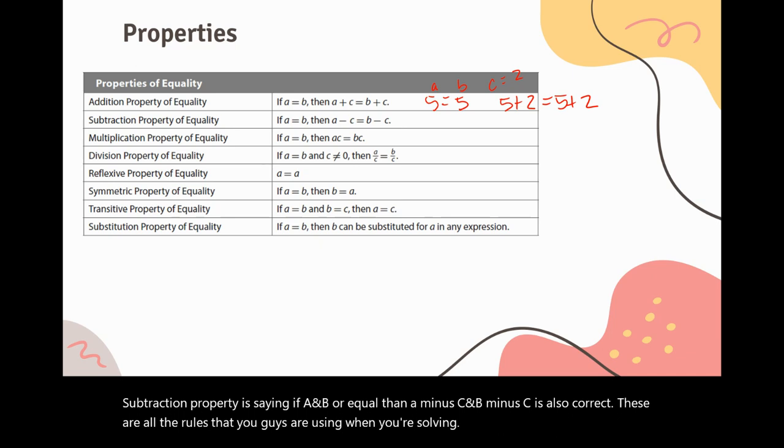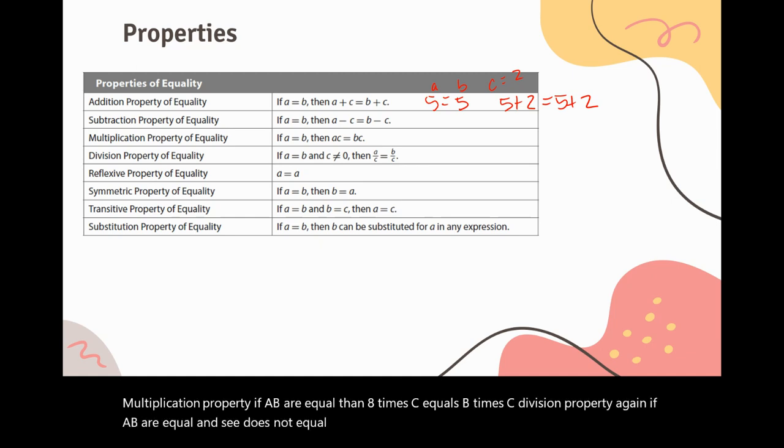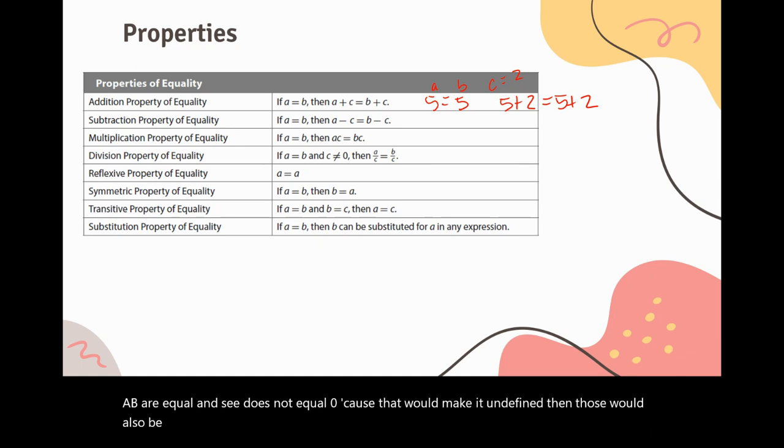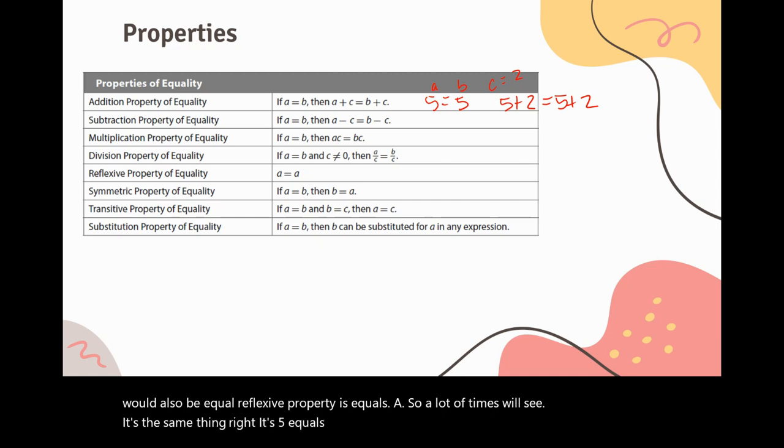Multiplication property, if A and B are equal, then A times C equals B times C. Division property, again, if A and B are equal and C does not equal 0, because that would make it undefined, then those would also be equal. Reflexive property is A equals A. A lot of times we'll see it's the same thing, right? It's 5 equals 5, 2 equals 2.